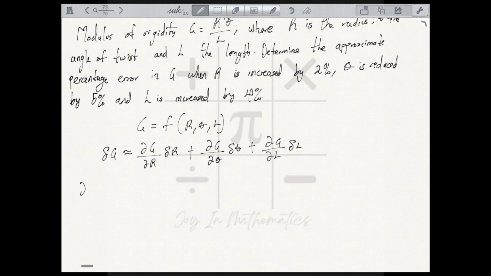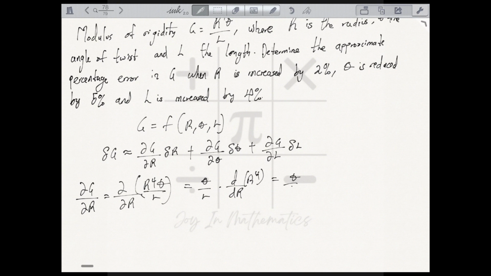So let's evaluate the partial differential with respect to R, and that will be the partial derivative with respect to R of R raised to power 4 theta over L. Since we are differentiating partially with respect to R, then theta over L will be constant, and then we have the differential of R raised to power 4, and this will give us theta over L multiplied by 4R raised to power 3, which is 4R cubed theta divided by L.